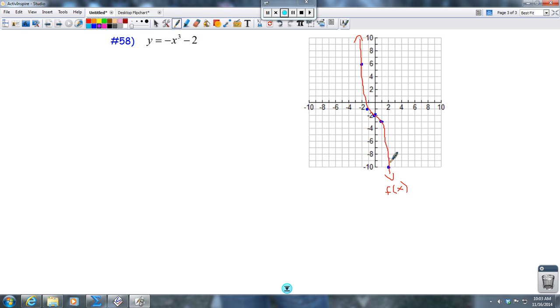So if this point down here is (2, -10), then you're going to do (-10, 2). So (-10, 2) puts me here. This point is (1, -3), so it would be (-3, 1). This point is (0, -2), so it's going to be (-2, 0). This point here is (-1, -1), which is again going to put you at (-1, -1), so it's going to be there again. And this point up here, which is (-2, 6), is going to turn into (6, -2).